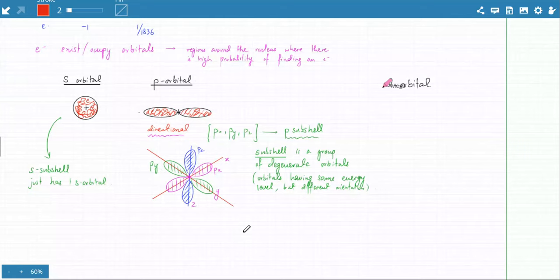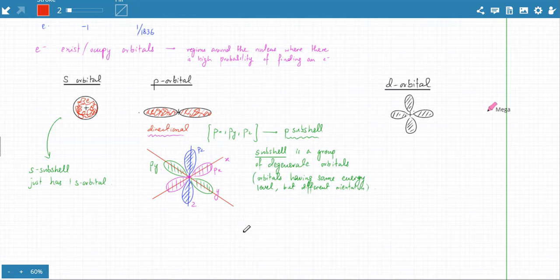Now, the d orbital. In a typical d orbital, the electron density around the nucleus has a clover leaf shape. The electron would be in these four lobes around the nucleus.